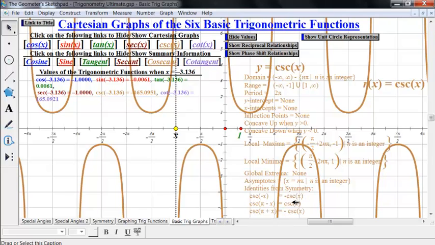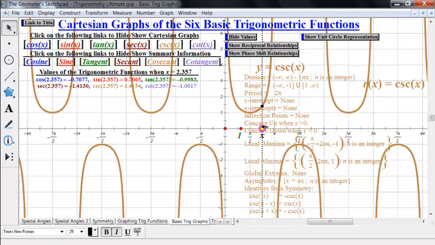Cosecant of pi minus x is the same as cosecant of x, and that's 2 points, let's say one in here and then one in here would have the same y values. Okay, and then cosecant of pi plus x, that's when you shift over by half a period, say from here to here, and they have opposite y. So cosecant of pi plus x is the opposite of cosecant of x.